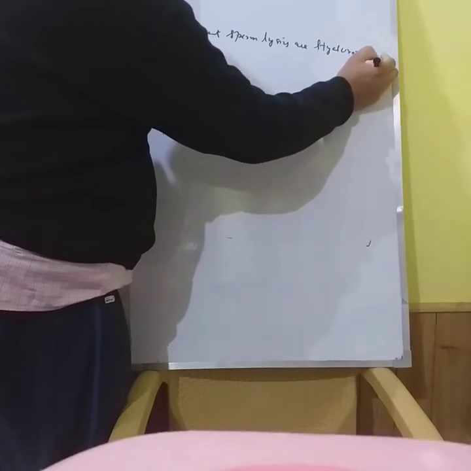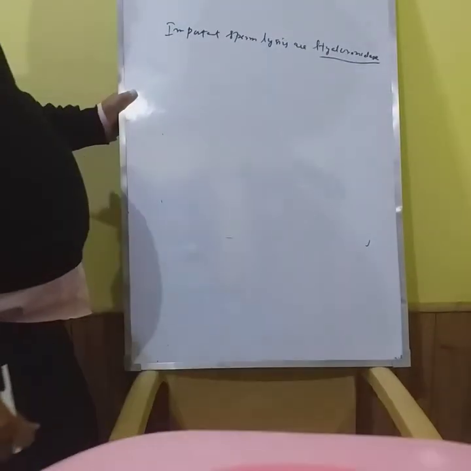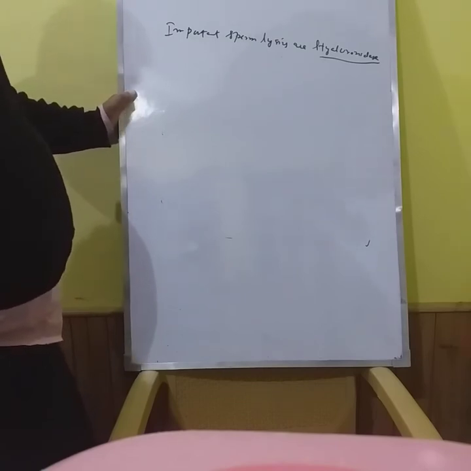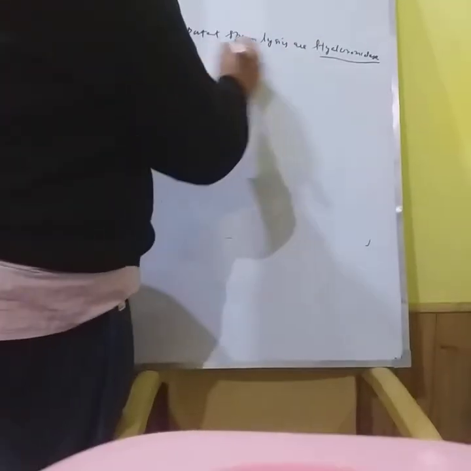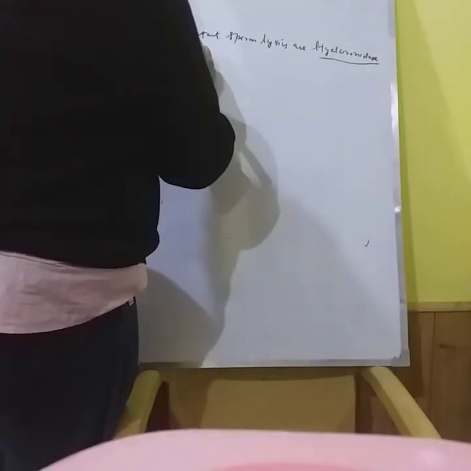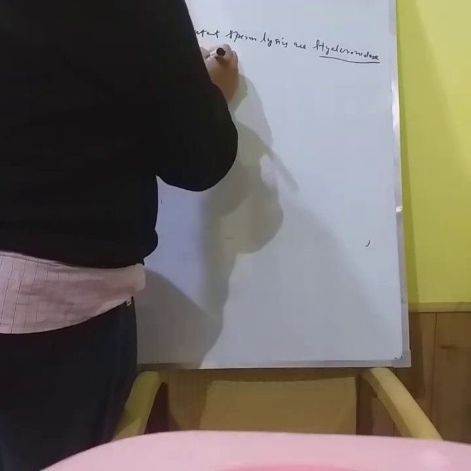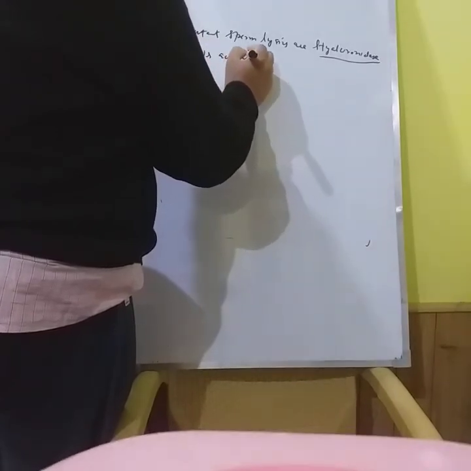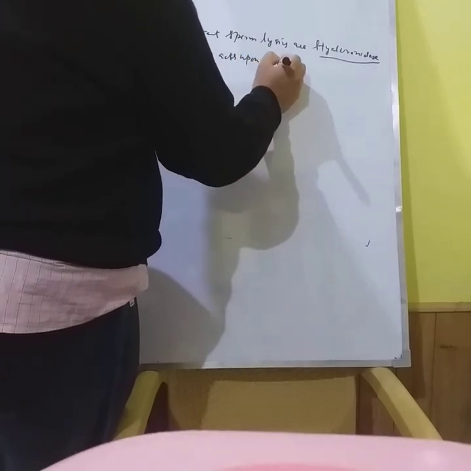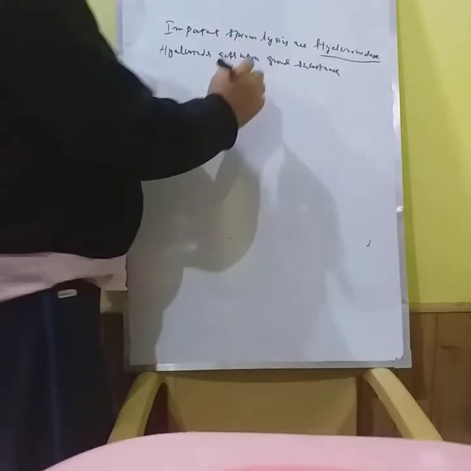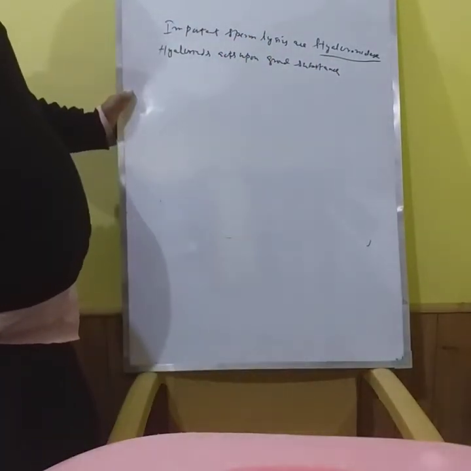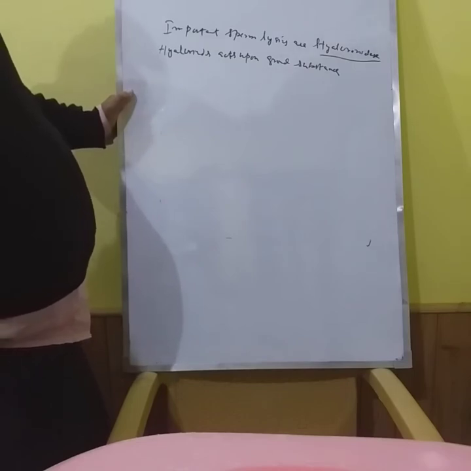If you remember it, the important sperm lysin is hyaluronidase. This enzyme hyaluronidase acts upon the ground substance of follicle cells.